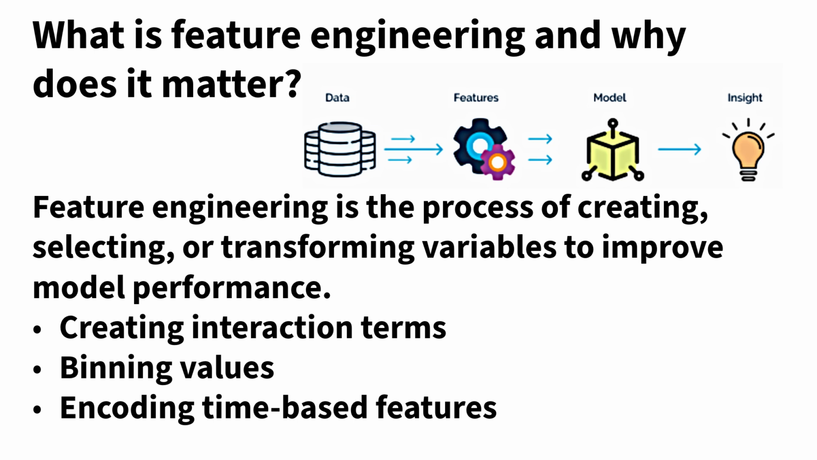Whether it's creating interaction terms, binning values, or encoding time-based features, it can make or break a model. I have had projects where switching from raw timestamps to day of week boosted model performance by over 15%. The algorithm was the same, the features changed the game. So, this is considered one of the most important steps in data science projects and AI projects. It will definitely improve the performance of any machine learning model.